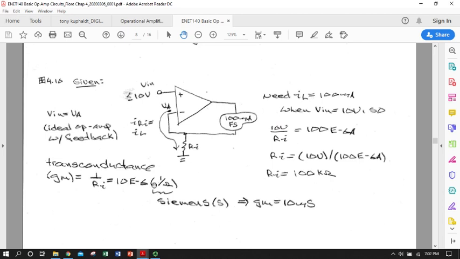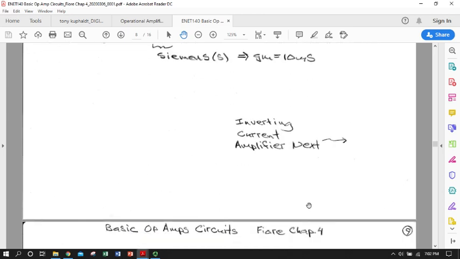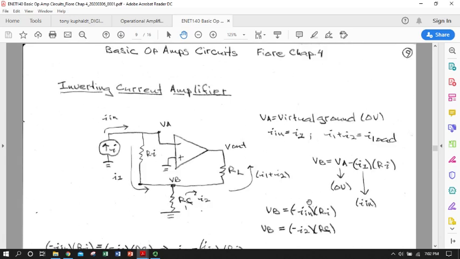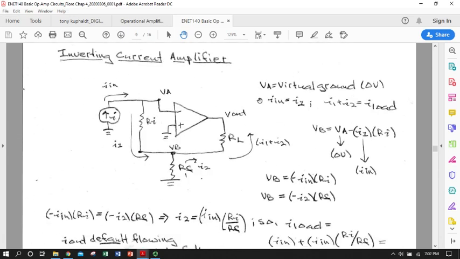You can also express that 1 over R sub I transconductance in siemens, remember, because it's a 1 over ohms. So the transconductance, or G little m, for this circuit is 10 microsiemens. Okay, inverting current amplifier. So another flavor.